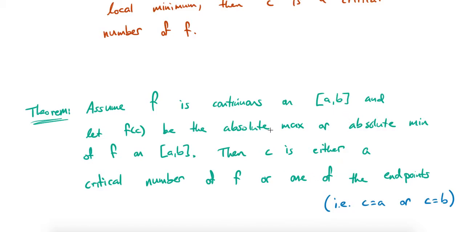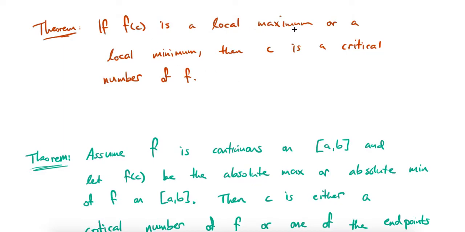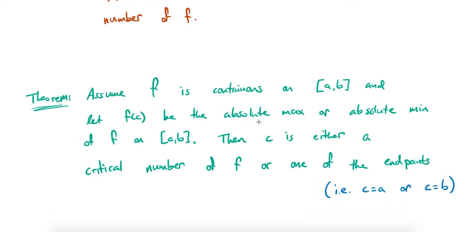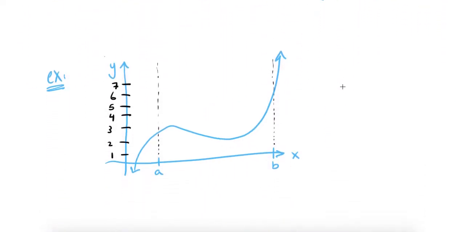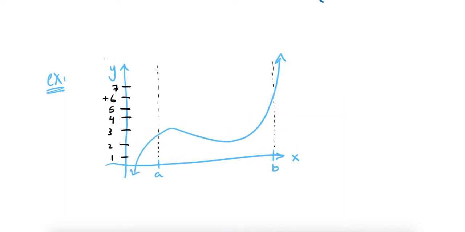Essentially, these two theorems are saying that local minimums and maximums only happen at critical numbers, and this one says that absolute minimums and maximums happen at critical numbers, the sort of naturally occurring maximums and minimums, but they can also happen at the endpoints where you're sort of chopping a function off. So let's just see what this looks like in a graph. For example, let's say I'm working this one, and I want to find the absolute max and the absolute min.